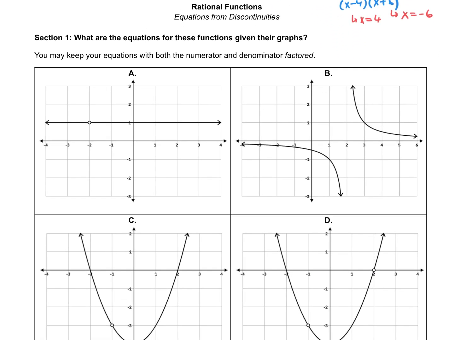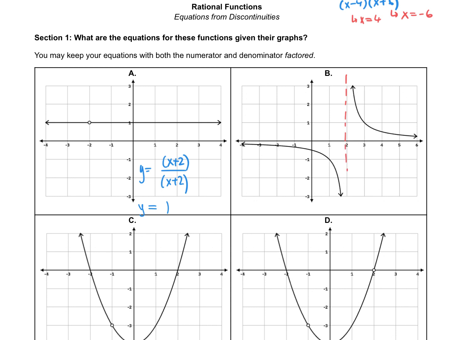Our first one, I see a hole at -2, which means I should have a factor of x plus 2 in the numerator and the denominator, because those would cancel out. I don't have a horizontal asymptote. I think I'm pretty happy with this because if I were to cancel out my two factors and simplify this, we would just have y equals 1, which is exactly what this line is. It's a horizontal line passing through 1. So this seems good to me.